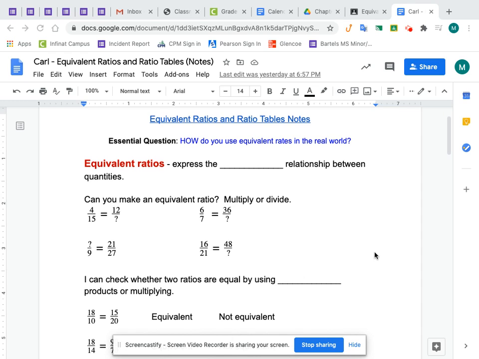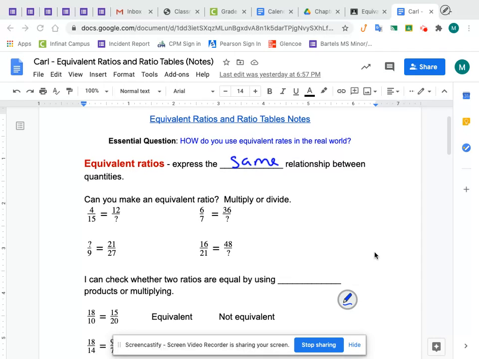Equivalent ratios and ratio tables. So our essential question again is, how do you use equivalent rates in the real world? An equivalent ratio expresses the same relationship between quantities, or the same numbers. So in our examples here, can I make that equivalent ratio?